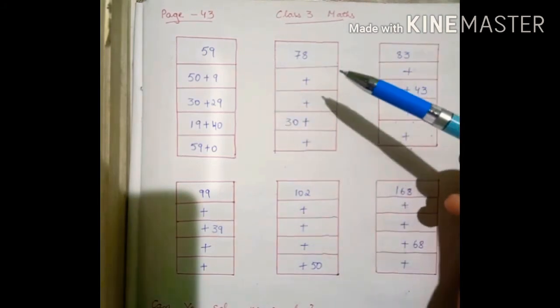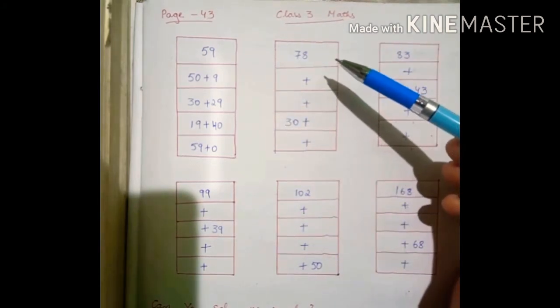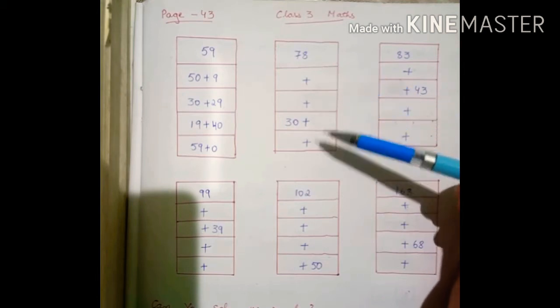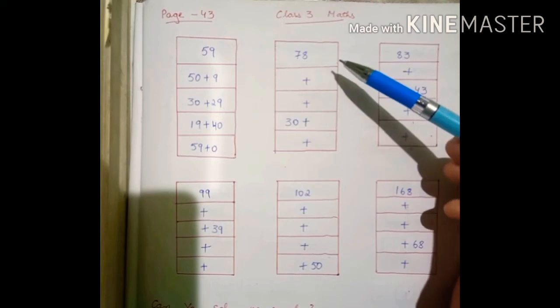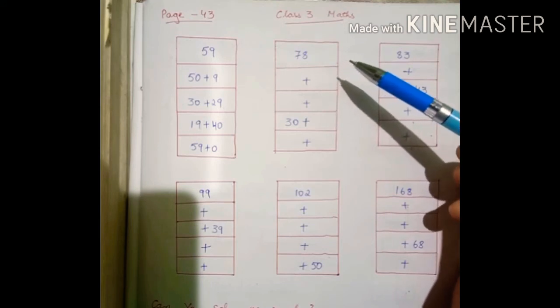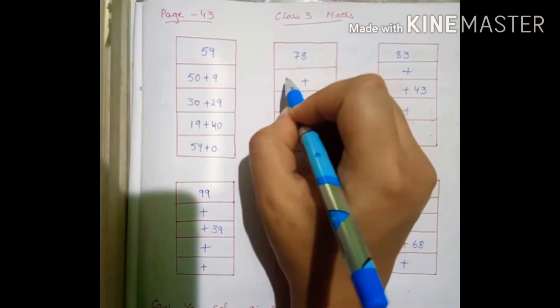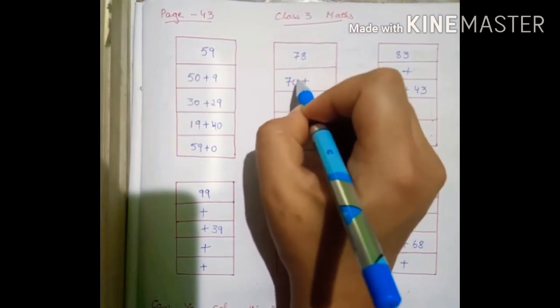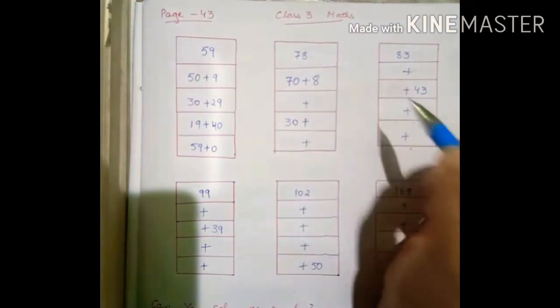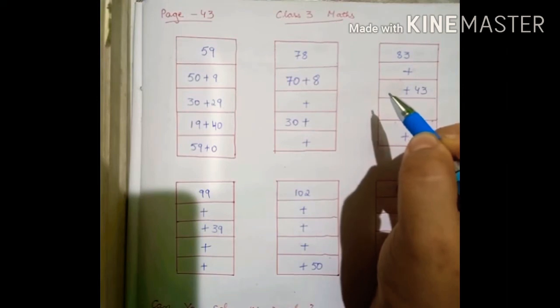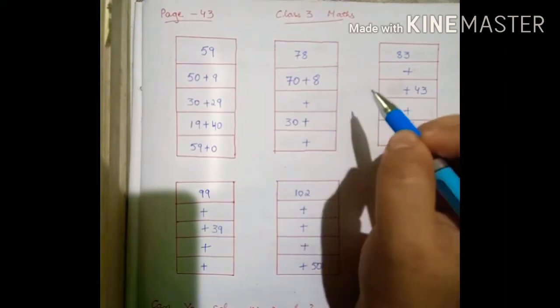What is given? The first number is 78. So when you solve these 4 boxes, all the answers should be 78. How can you solve? There are different ways. Let's start with the first one. You can solve it this way: 70 plus 8 is 78. When you solve, you'll get 78.